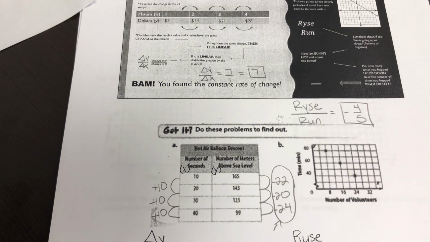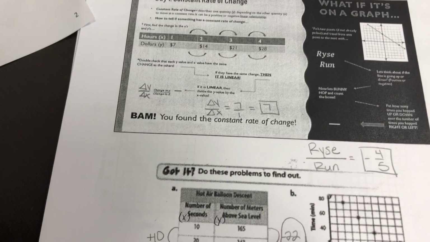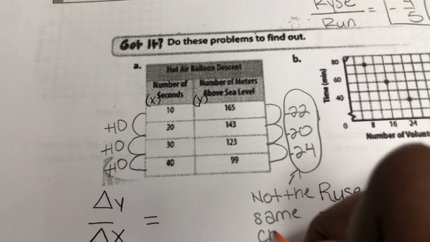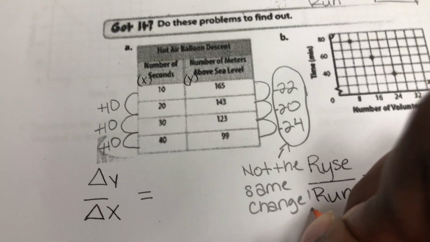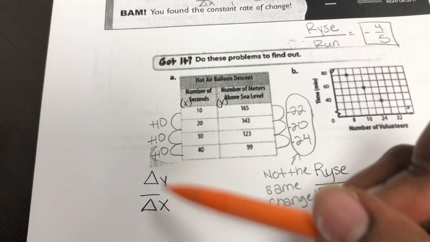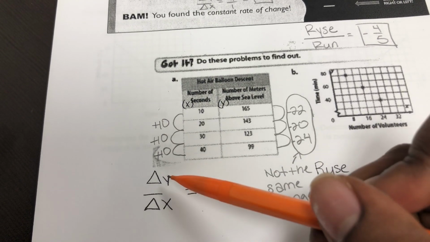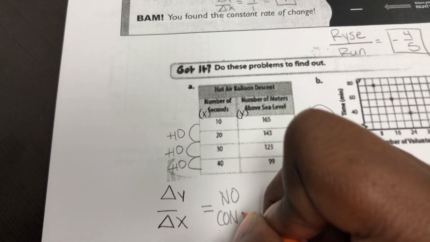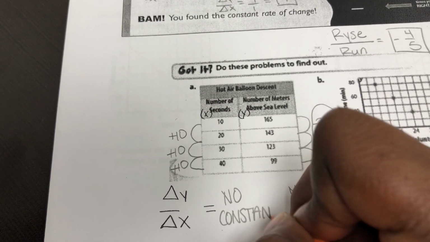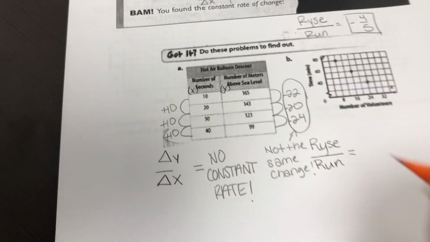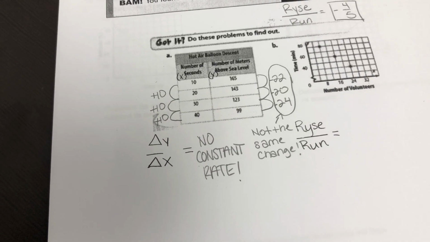So we're going to make a little arrow here and put not the same change. Not the same change. All right, so whenever they ask you for your constant rate of change here, which is change in Y over change in X, we're going to put no constant rate. All right, no constant rate.